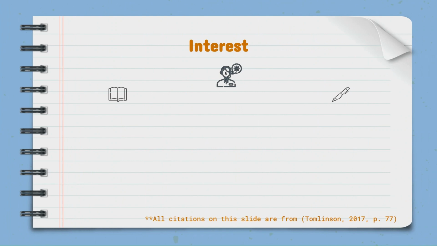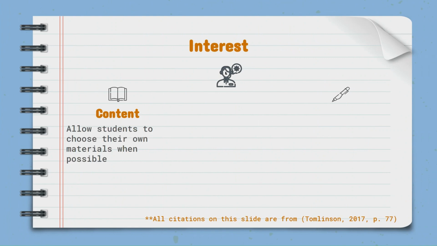Again, we're going to go through those three areas of content, process, and product with interest now. So content for interest is allow student choice whenever possible. So for English, give them choice for what book they choose for a report. And for math, maybe you could give them a couple websites that they can do activities from.